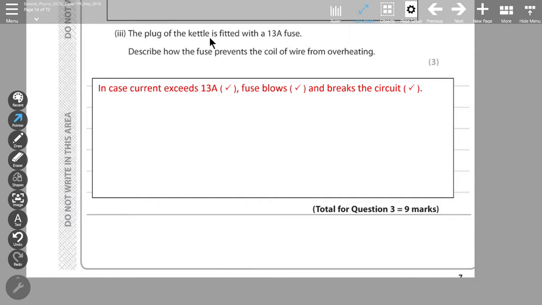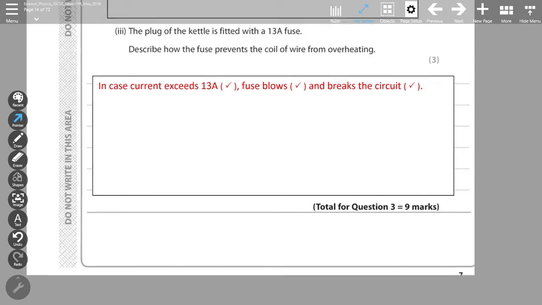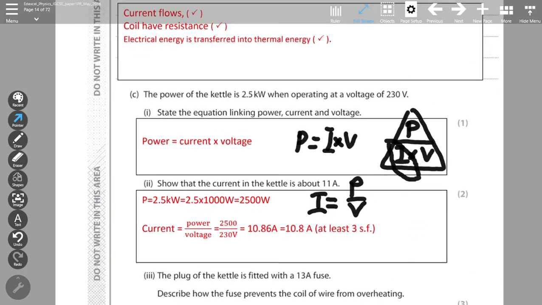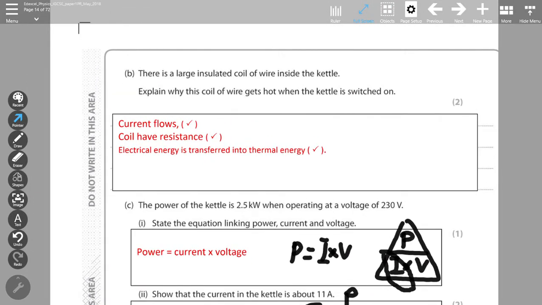The plug of the kettle is fitted with a 13 ampere fuse. Describe how the fuse prevents the coil of wire from overheating. In case the current exceeds 13 amperes, the fuse, which is a low melting point wire, melts and breaks the circuit. Finished. This question is finished.